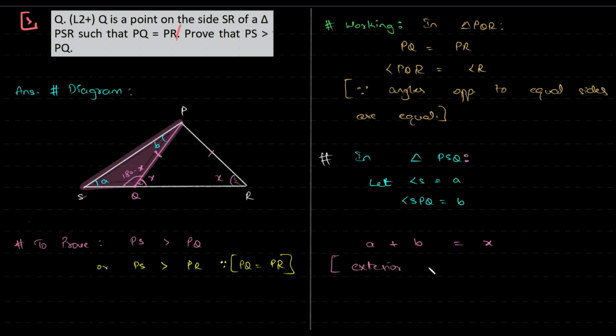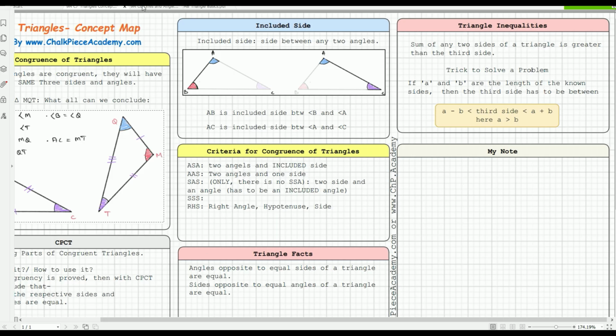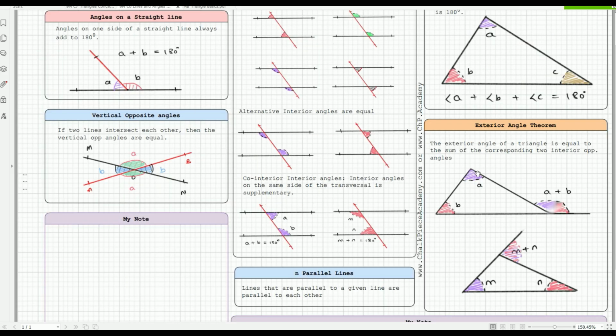Exterior angle theorem. So people who don't understand what I just wrote, the explanation is over here. The exterior angle of a triangle is equal to the sum of the corresponding interior opposite angles. This is an exterior angle. These two are interior angles of a triangle, and they are opposite to wherever the exterior angle is. So the exterior angle will be equal to the sum of these two.